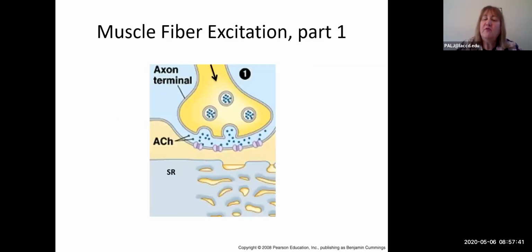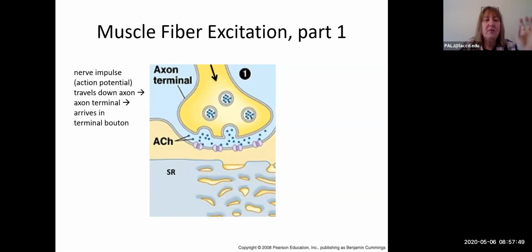So the first part of muscle fiber excitation, here is our setup, our neuromuscular junction. We're going to have a nerve impulse, our action potential, traveling down the axon to the axon terminal, arriving in the terminal bouton. Who remembers what happens next?